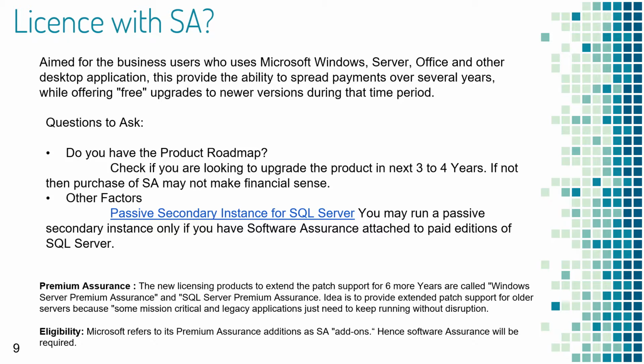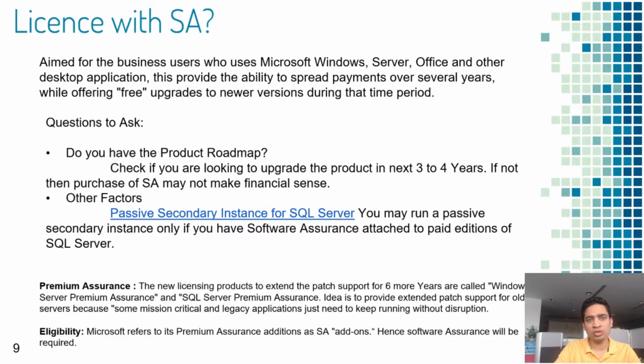This brings us to the next topic, which is software assurance. Software assurance is basically aimed at business users who use Microsoft Windows servers, Office, and desktop applications. What they provide is the ability to spread your payments over several years. Even in those years, if there is a new upgrade for SharePoint, or any of those softwares for which you have purchased software assurance, they will provide you a free upgrade. Other than that, there are many other benefits.